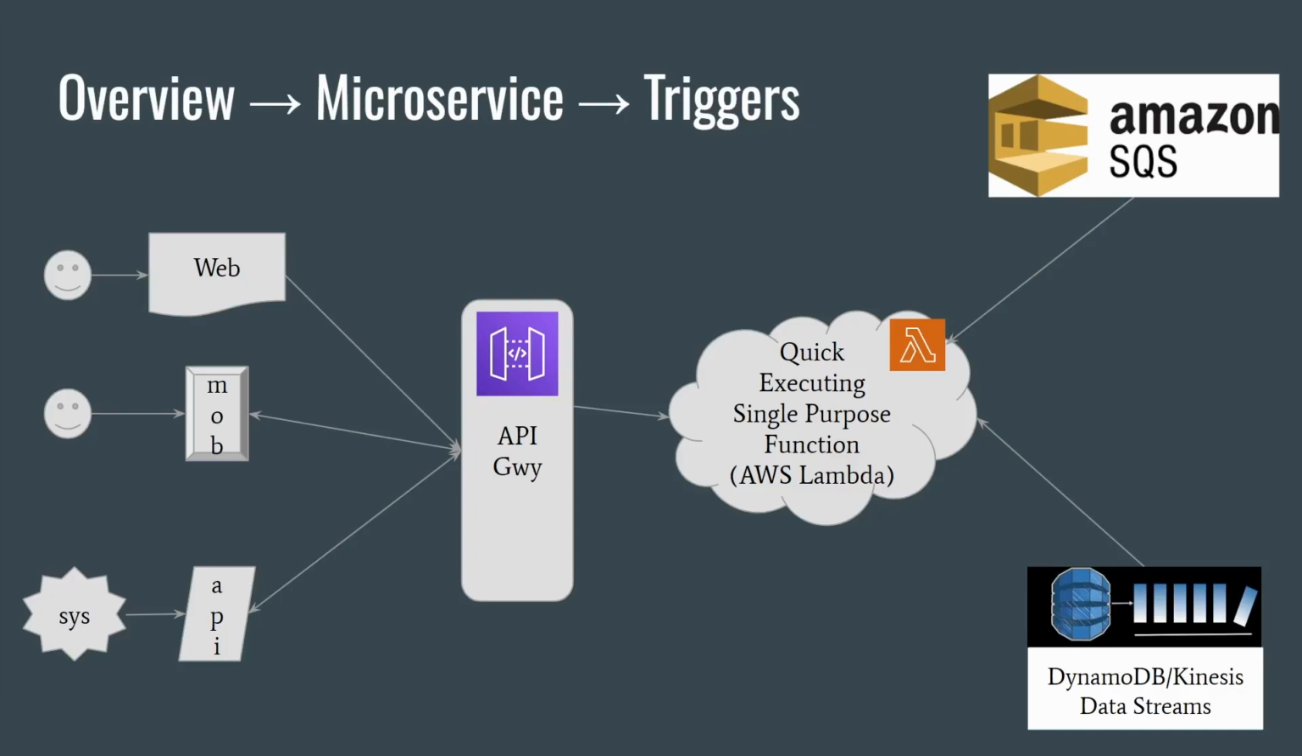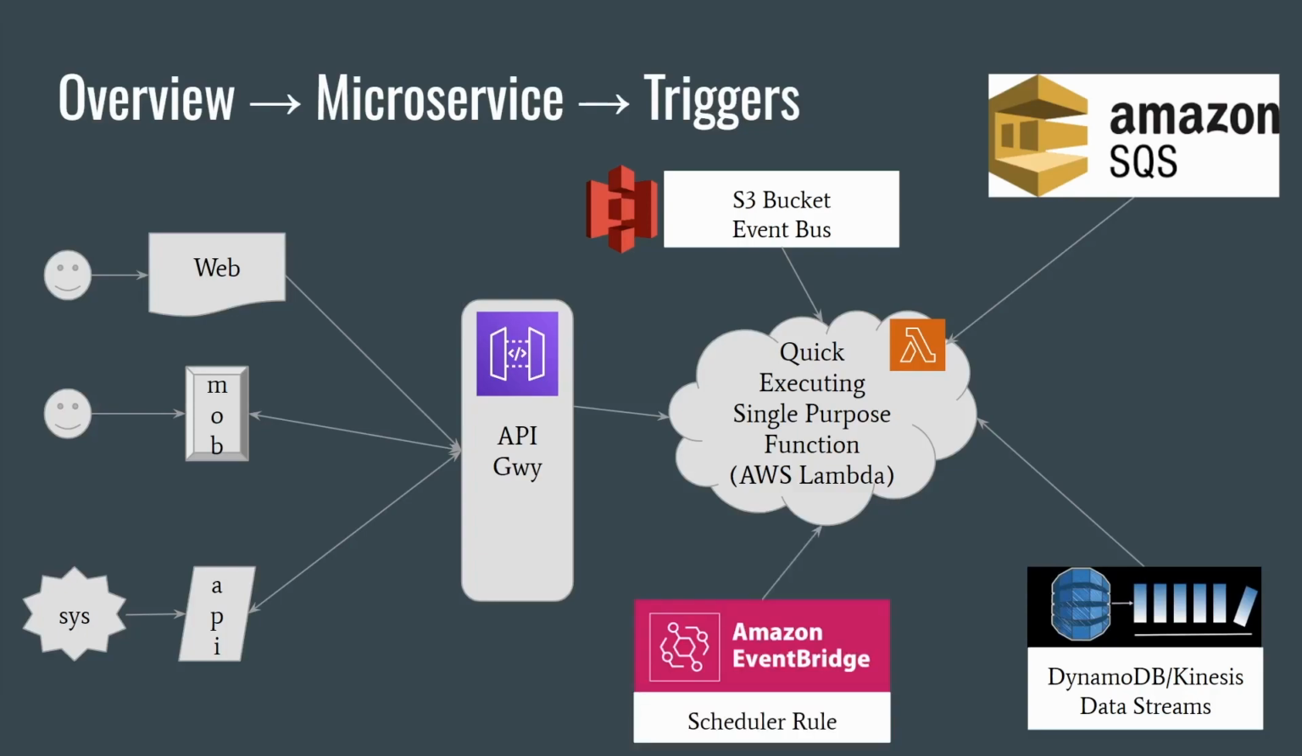You can configure data streams known as DynamoDB data streams or Kinesis data streams to invoke your Lambda function to do this. Or maybe you have a need to run code after a document is posted, uploaded, or modified in the storage system. You can configure the S3 events to invoke a Lambda function. Or maybe you just want to run a piece of code on schedule.